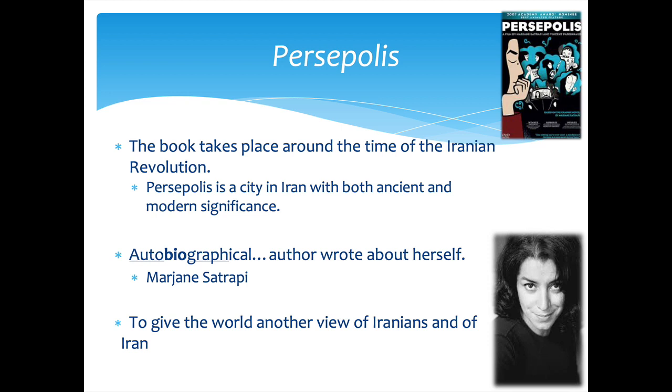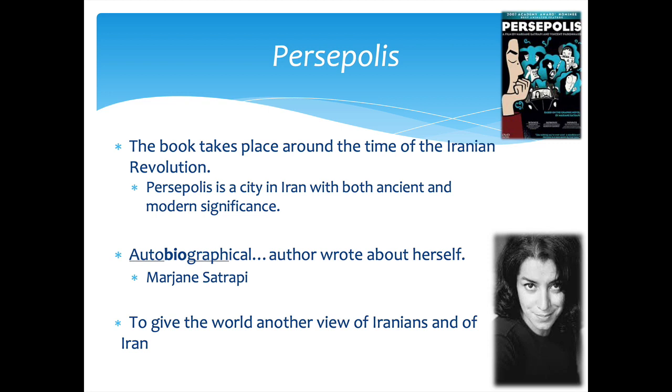As we get into the book of Persepolis, we want to frame where and when we're talking about. So we're going to jump forward in history dramatically here from the ancient Persian Empire and the time of Alexander the Great to, in essence, the end of World War II and pretty much the modern day. This book takes place around the time of the Iranian Revolution in 1979. And the book is autobiographical, where the author, Marjane Satrapi, wrote it about herself.